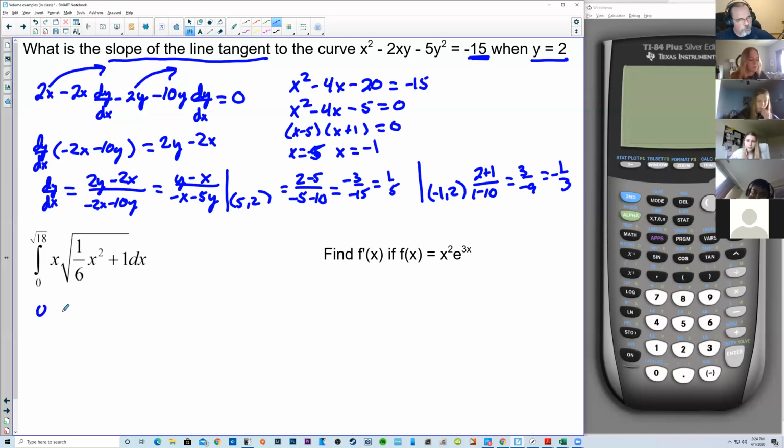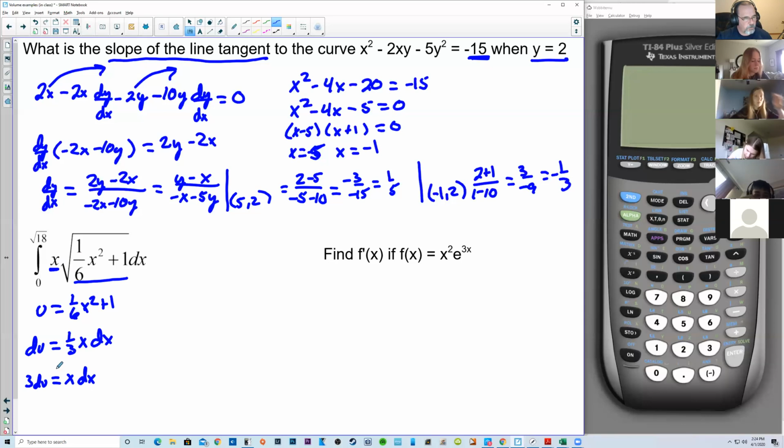How about some u substitution on this one? We'll let u equal 1/6 x squared plus 1 because I see a function and I see its derivative. So u substitution, find a function and at least a multiple of its derivative. So du is 1/3 x dx. But I don't have 1/3 x, I just have x. So we have 3 du is equal to x dx. So I can replace x dx with 3 du.